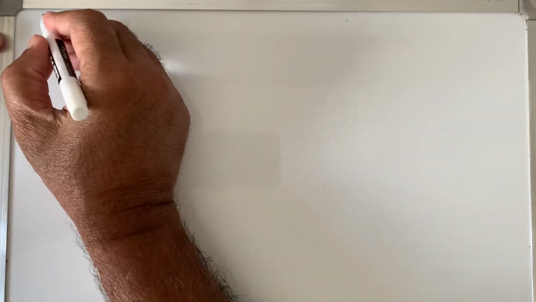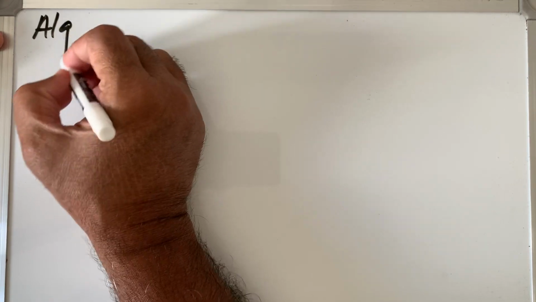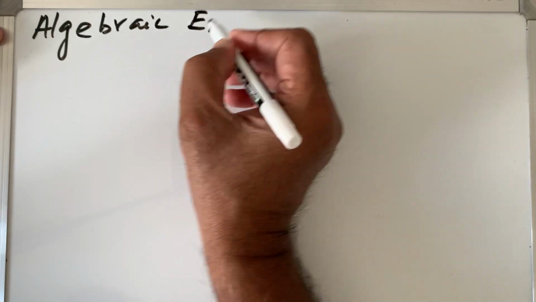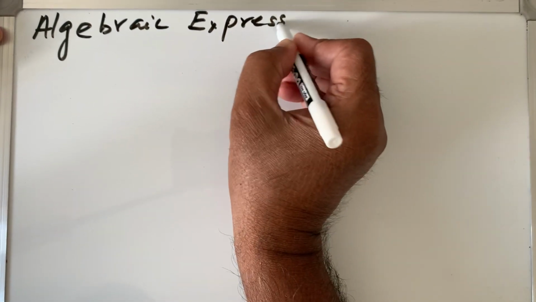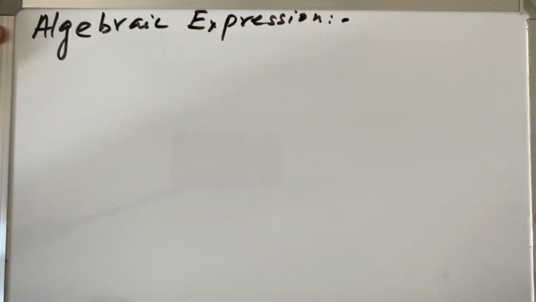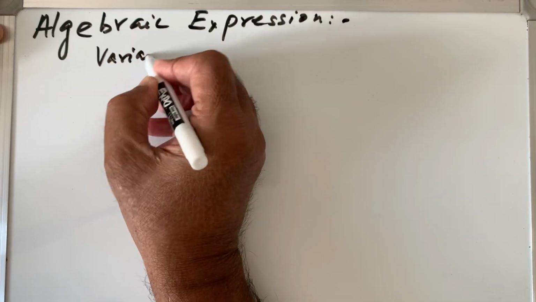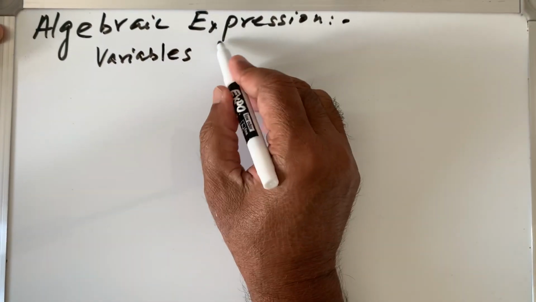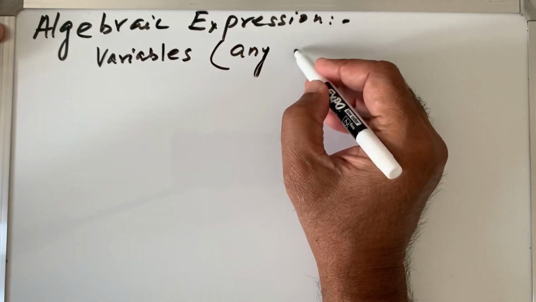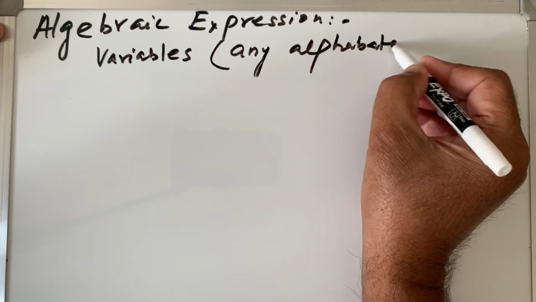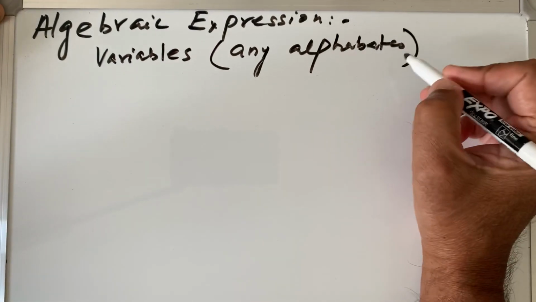Today we will learn algebraic expressions and how to write an algebraic expression from any statement. So here is the topic, algebraic expressions. And we will start this topic by understanding variables. So variables are any alphabet. Any alphabet means A to Z.